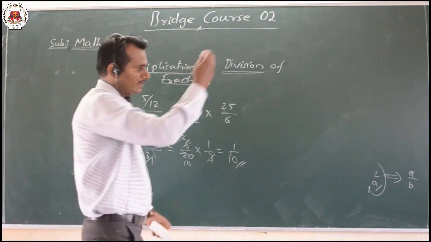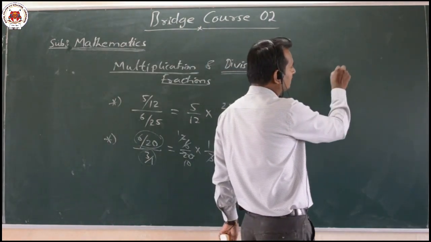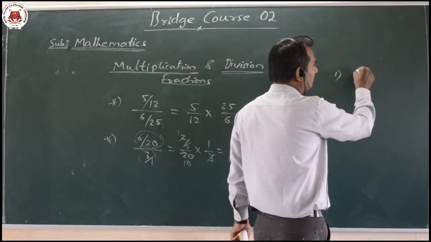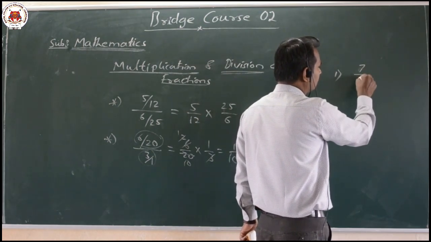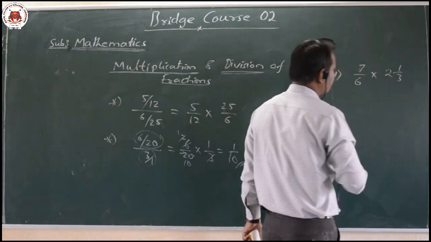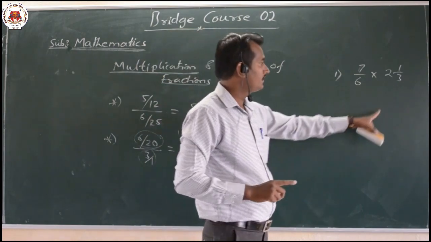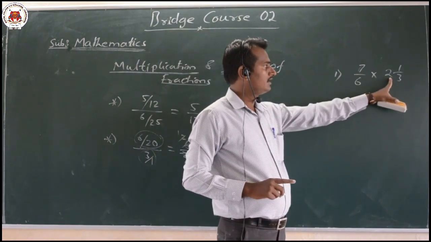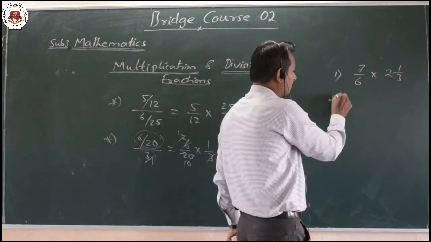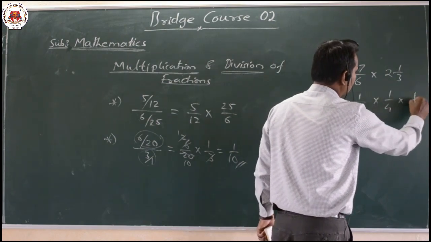Now I will give a little bit of exercise problems or homework problems you can take. The first one is related to multiplication and division. The first one: 7 divided by 6 into 2 into 1 by 3. We can observe that it is both an improper as well as a mixed fraction. So first of all convert this, that is 2 into 1 by 3, then afterwards you can multiply these two.